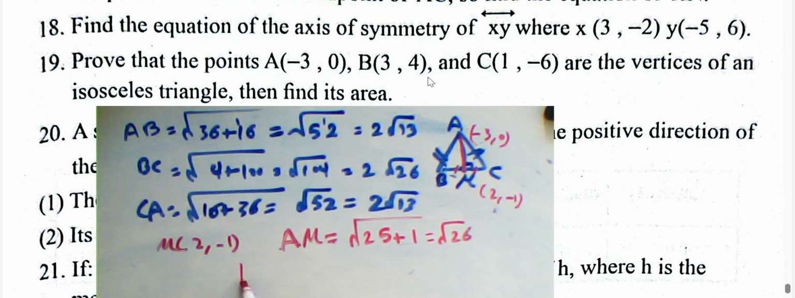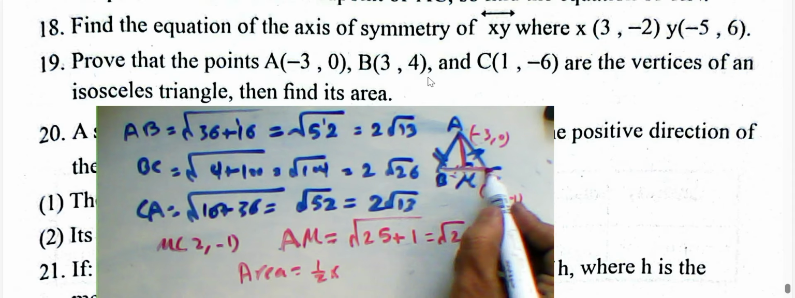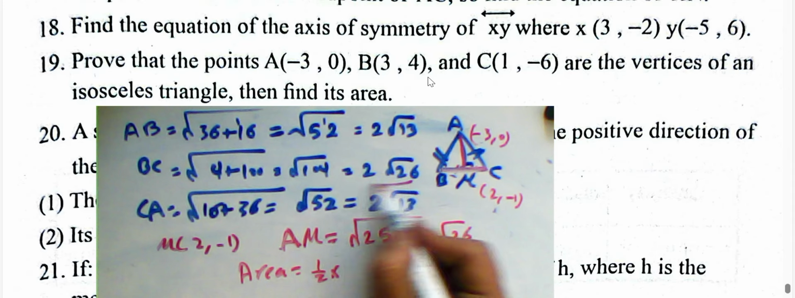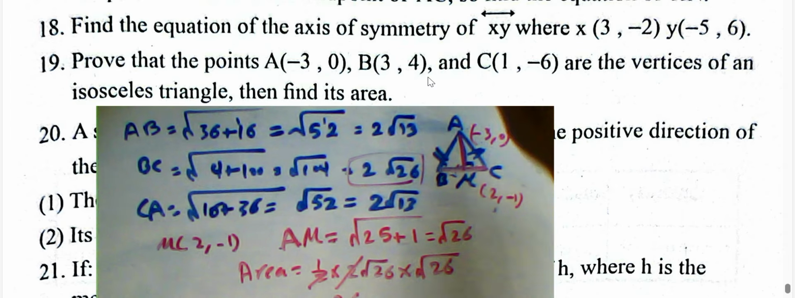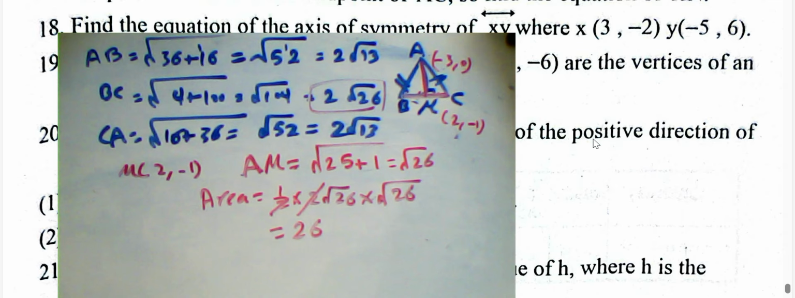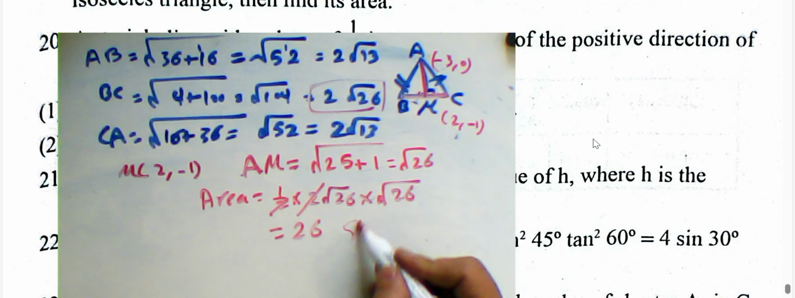Now I will find the area: half times base times height. The base here is BC, which is 2 root 26, and the height is the square root of 26. You can simplify it. The result will be 26 square units. The area will be 26 square units.